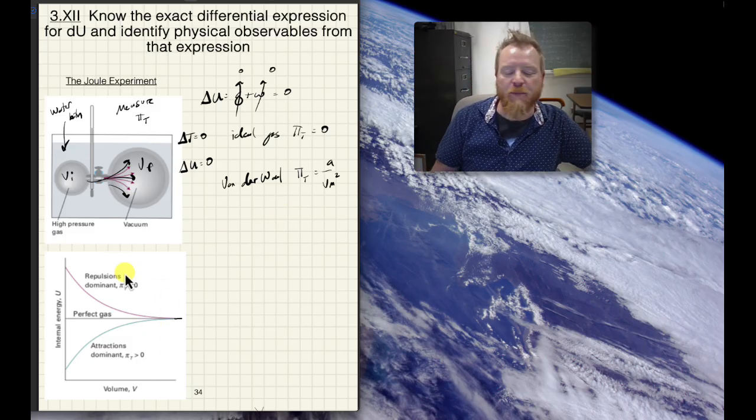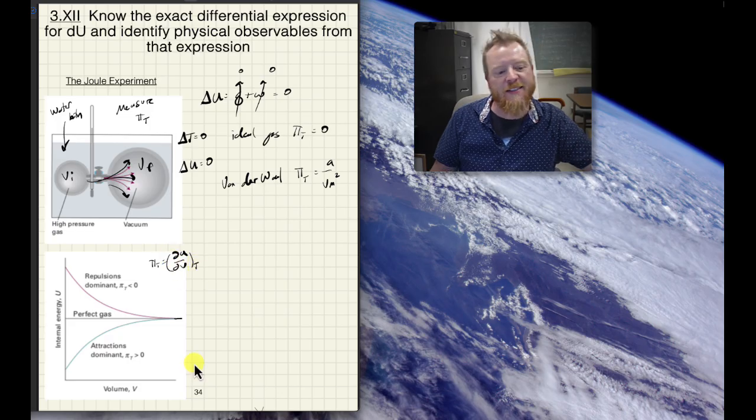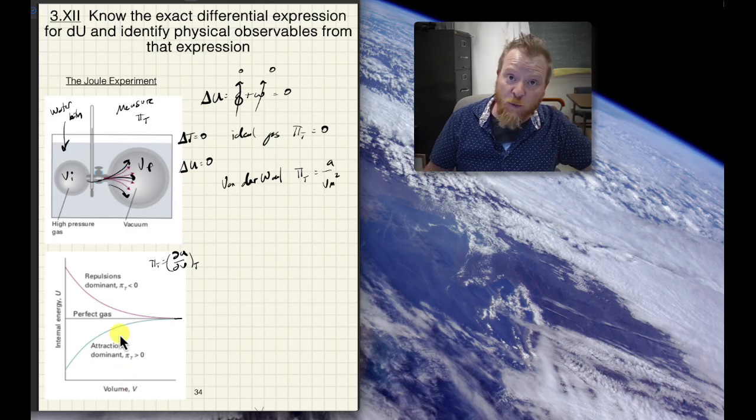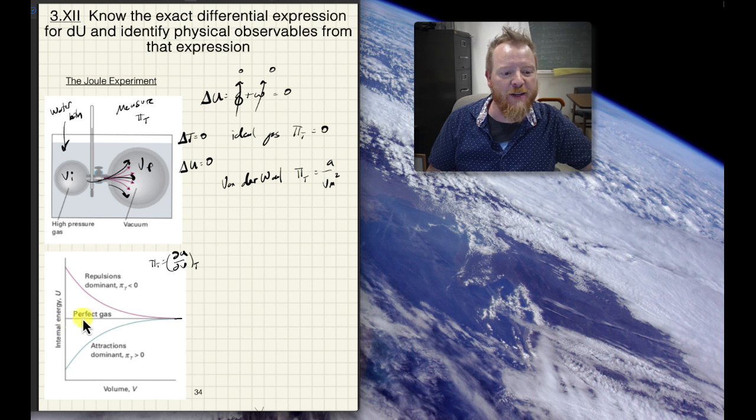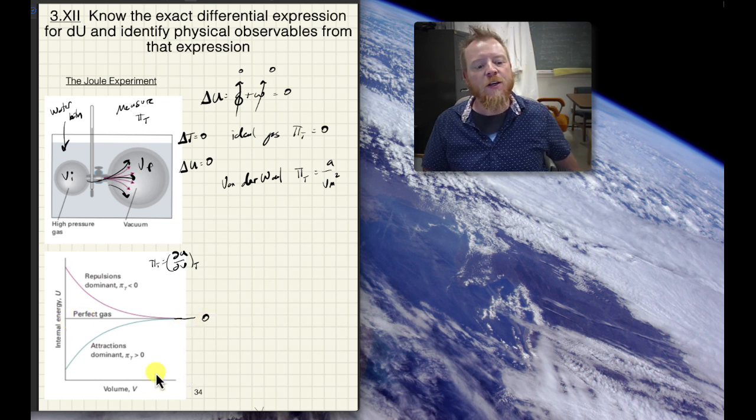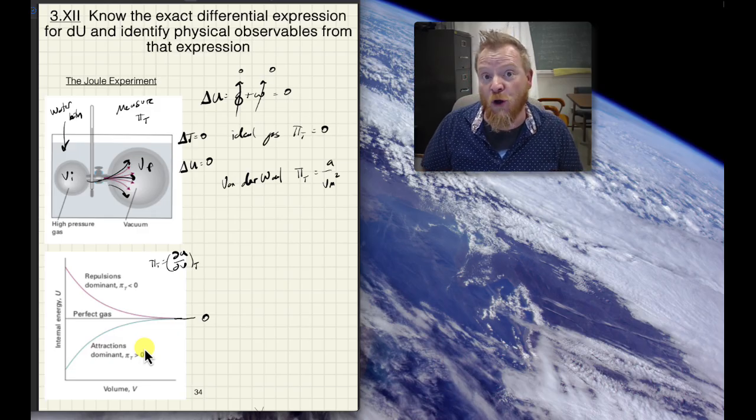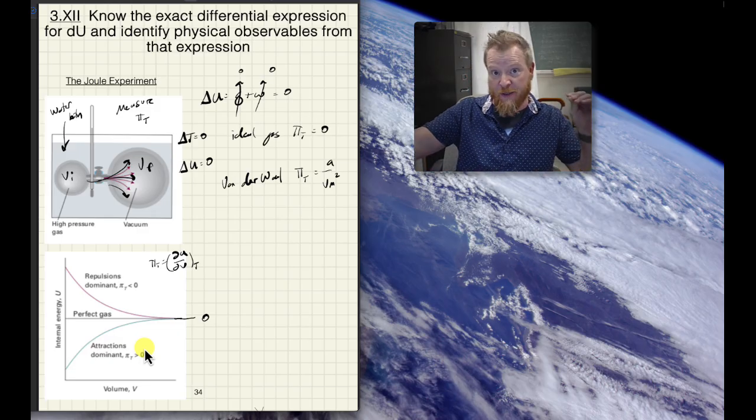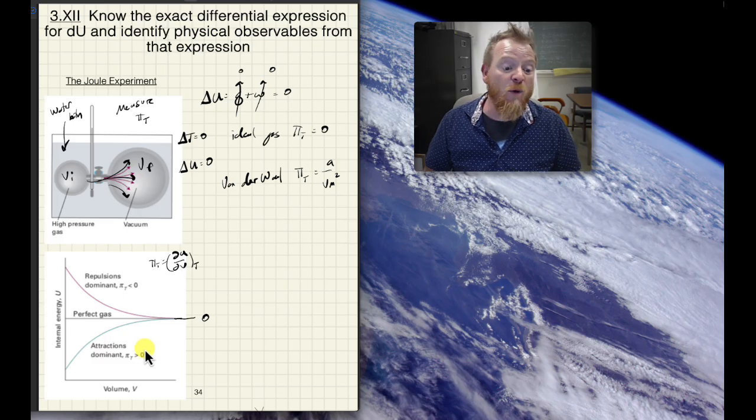And if we think about a plot of this, what it would look like. So remember, this pi_T equals partial of U with partial of V at constant T. So if we have a graph of U versus V, the slopes of those behaviors will give us this internal pressure. So a perfect gas has a slope of 0, right? So if we look out to really large volumes where our gas molecules are separated away from each other, that will be real gas behavior, or ideal gas behavior, rather.